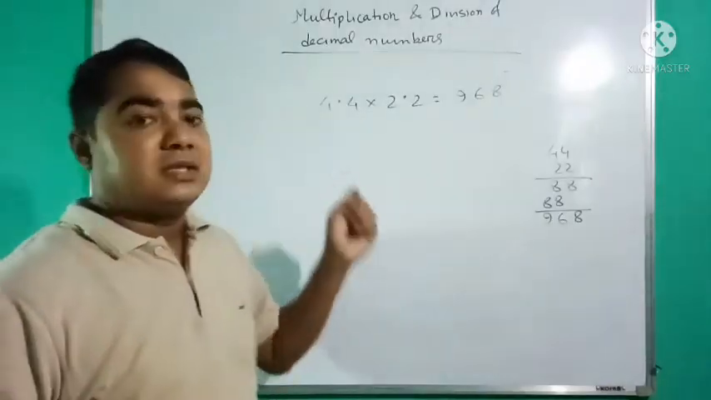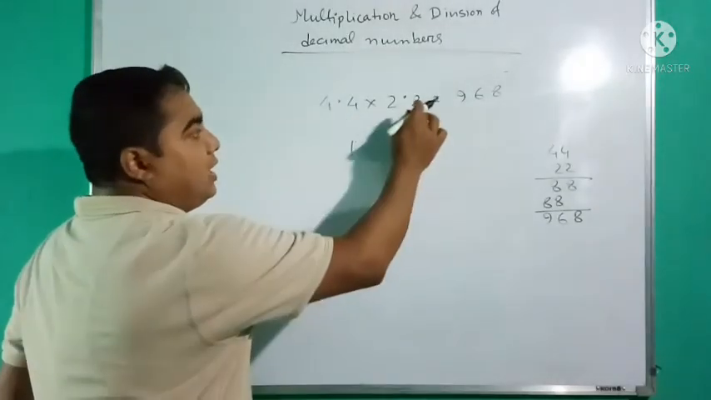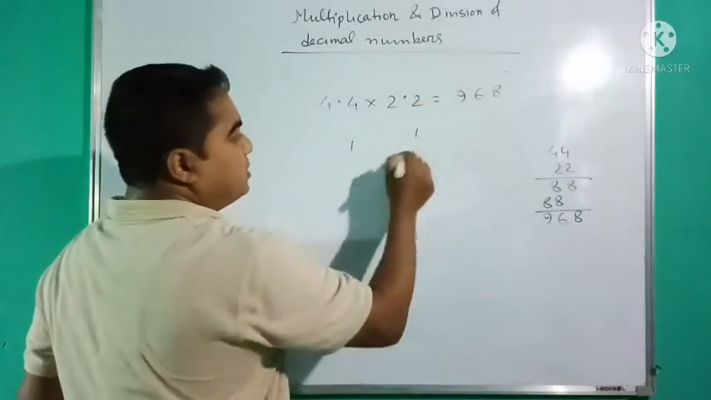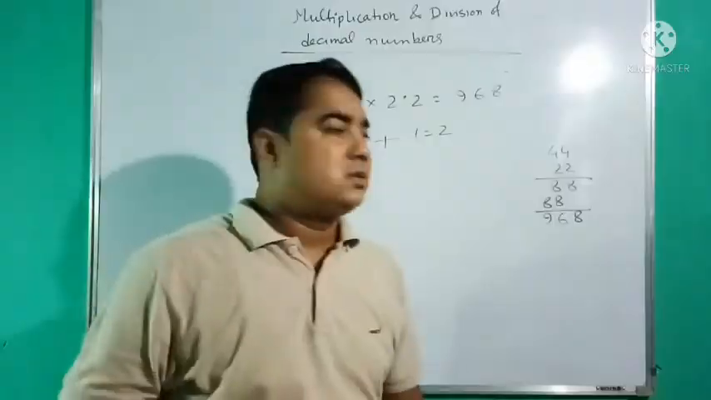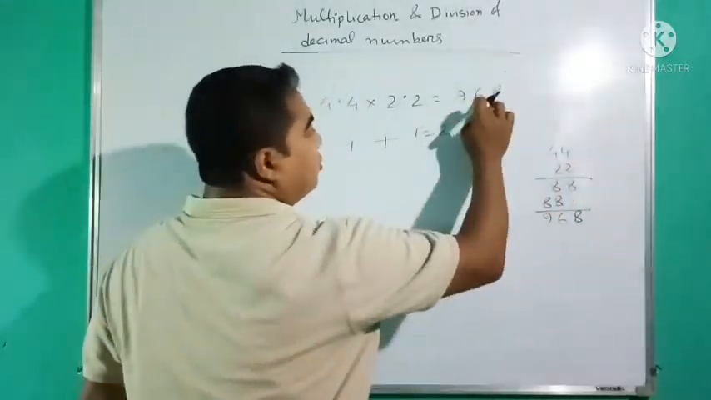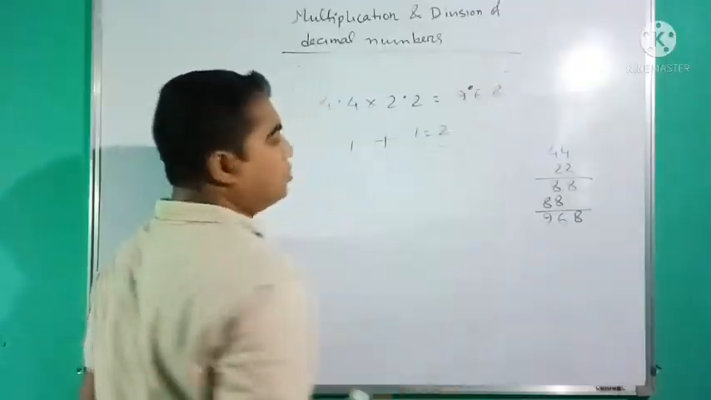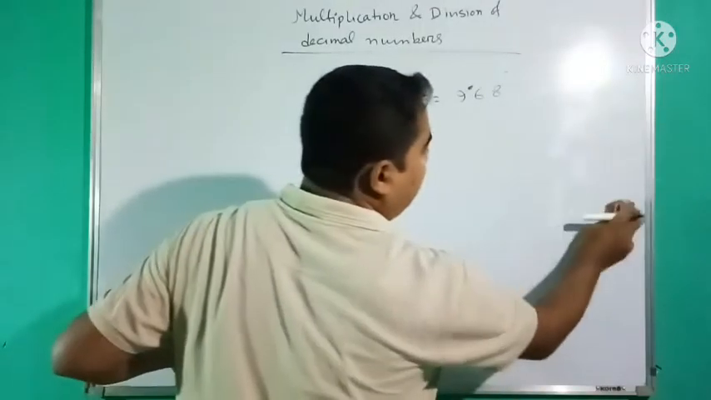Now see the decimal places. Count the decimal places. Here how many decimal places? One. Here how many decimal places? One. 1 plus 1, how many decimal places? Two decimal places. So count decimal places from right to left, 1, 2, after two digits. So the answer is 9.68. Let us take one more example.